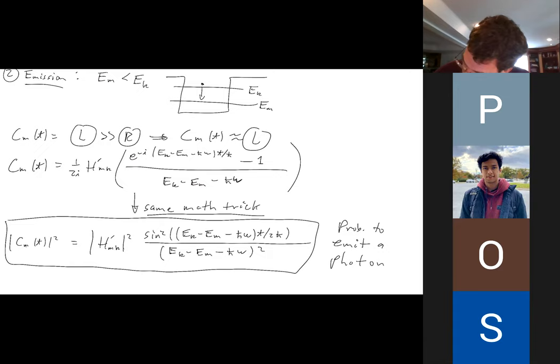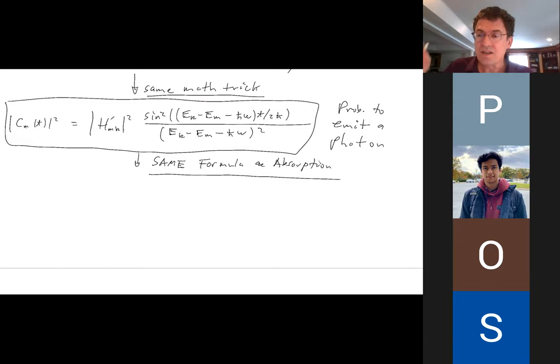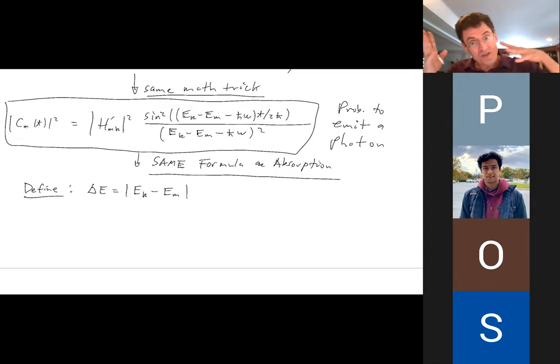And what I want you to see is that this is basically the same formula as absorption. And so the two processes are symmetric. They're both happening symmetrically. And so let's define the energy difference as a positive number. Let's just say that there's this positive number, which I'll say is the absolute magnitude of this difference, Ek minus Em. So now I don't have to worry anymore about whether it's a negative number or a positive number. Let's just take the absolute magnitude.